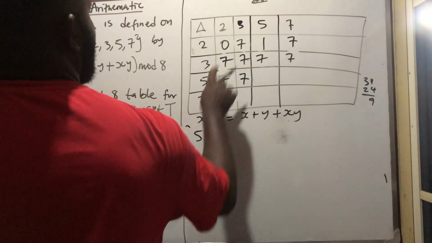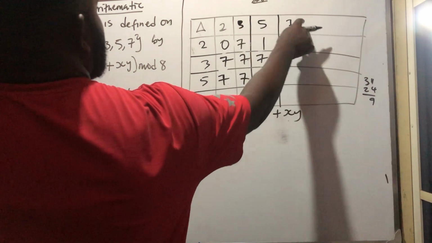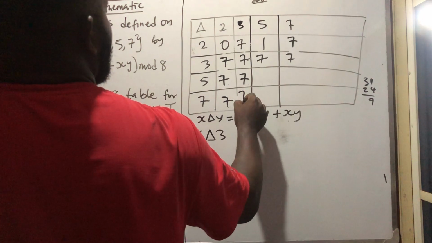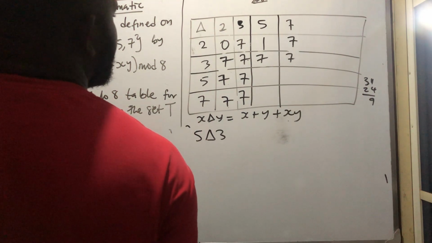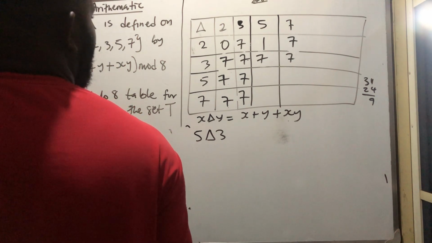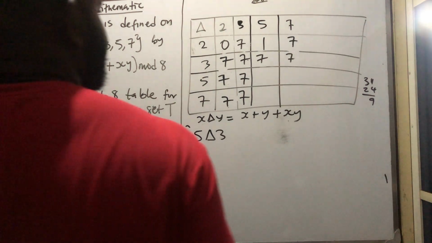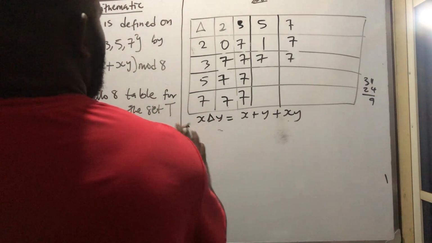7 operating on 3 is same as 3 operating on 7, which is 7. Okay, so the next one is 5 operating on 5, then 7 operating on 7.